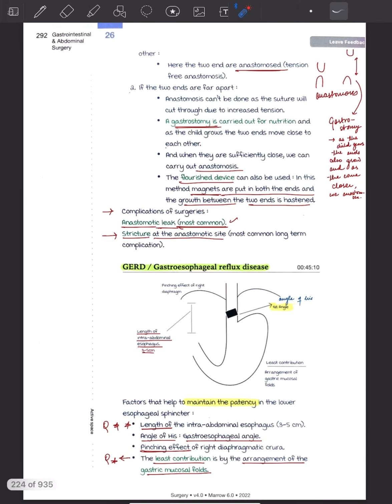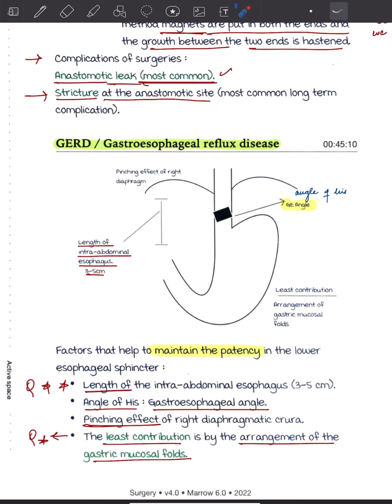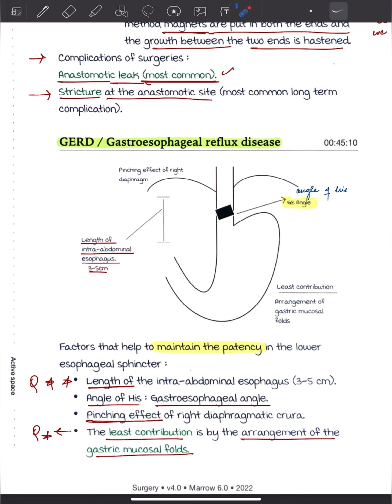Now let's move on to the topic. I'm using my Marrow notes for the reference as these are very good. So now let's begin with the topic, that is GERD. Gastro-esophageal reflux disease. It means that there is reflux of the acid from the stomach to the esophagus.